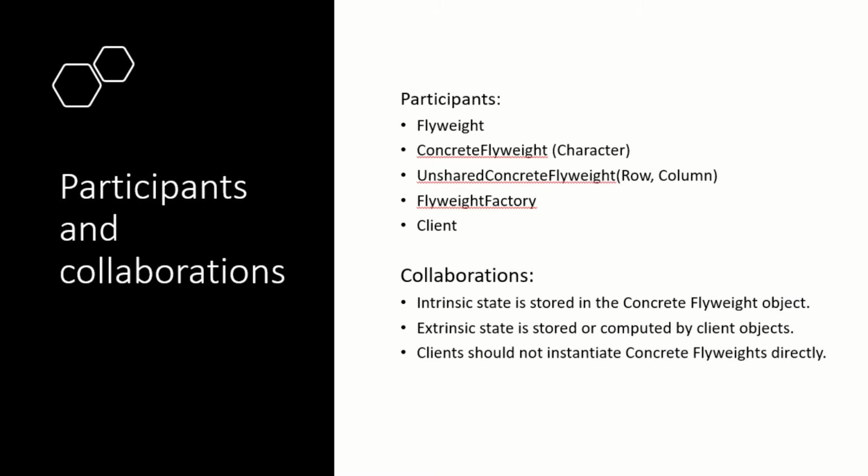So in collaboration, how do these classes collaborate with each other? The intrinsic state is stored in the concrete flyweight object, and the extrinsic state is stored or computed by the client object. The client should not instantiate a concrete flyweight object directly. It should always be via the factory.